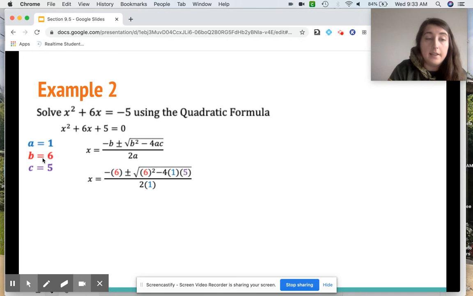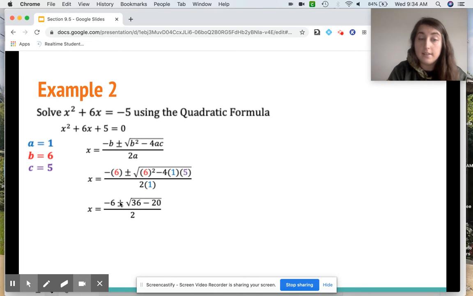So what is B? B is 6 plus or minus the square root. B squared. What is B? 6 again. So you have 6 squared minus 4 times A. What is A? 1 times C. What is C? 5 divided by 2 times A. And what did we say A was? A is 1. Now we want to simplify.